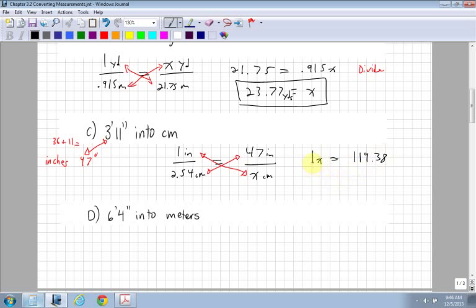Notice my value in front of x is just a 1. So if I divide it by 1, this value doesn't change. So you actually don't need to put the 1, because 1 times x is just x. And I'm left with my value in centimeters.